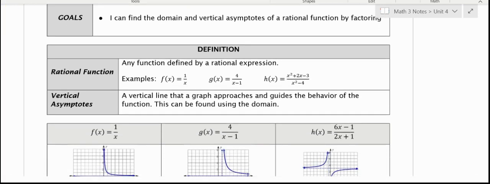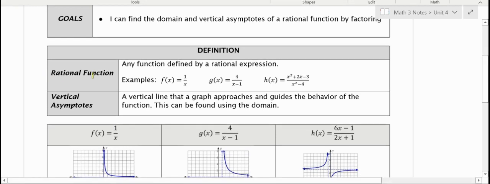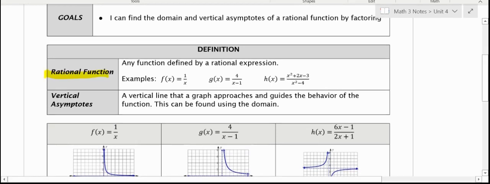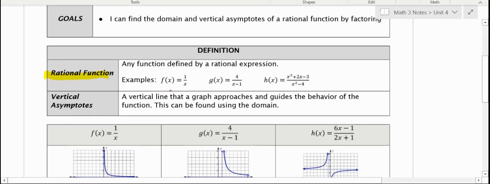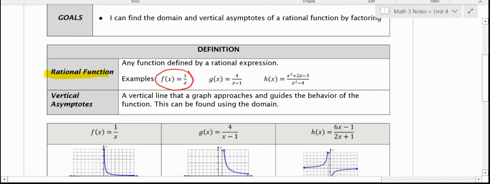So the first definition we're going to see here is a rational function. A rational function is really any rational expression, and really it's just dividing two polynomials, right? So we just finished a unit talking about graphing polynomials. If we write two polynomials as a fraction, that's essentially a rational function. So we can see ones such as f of x equals 1 over x, which we're going to later see as a parent function.